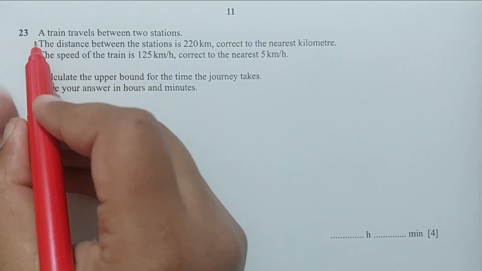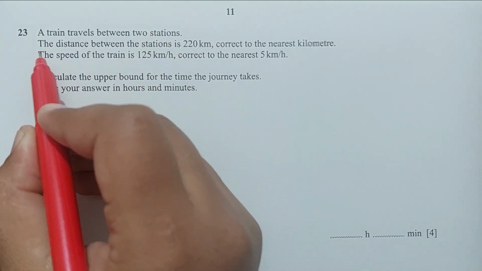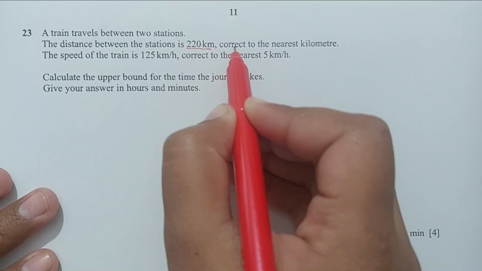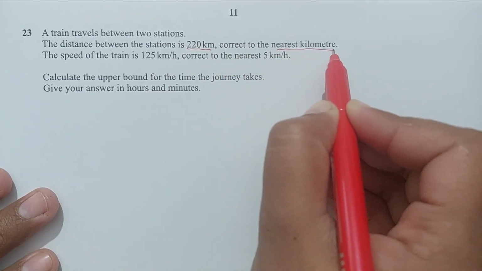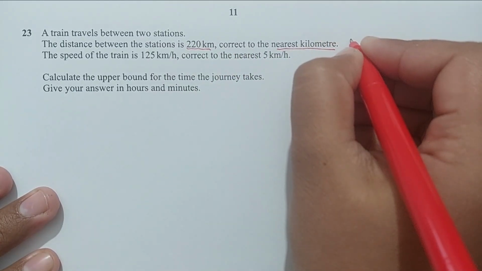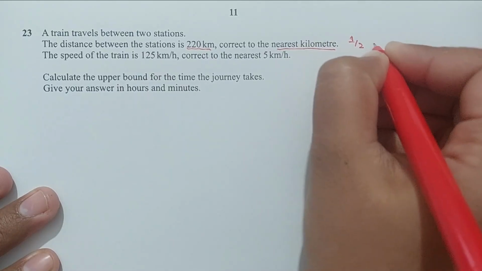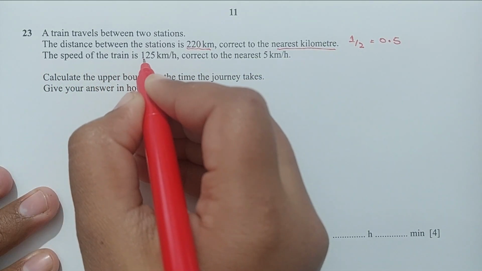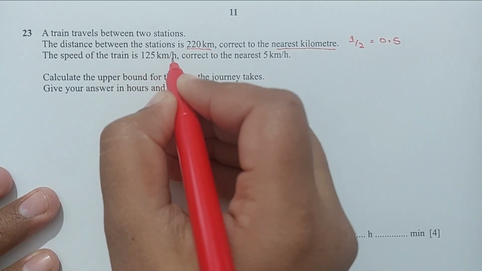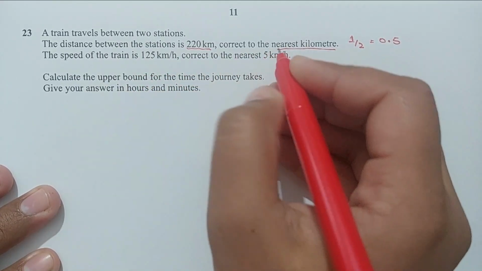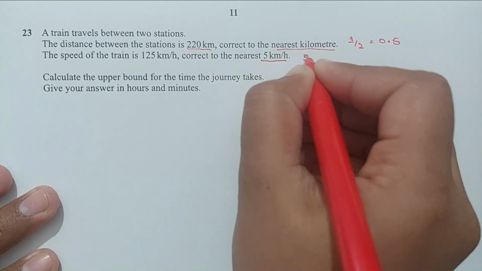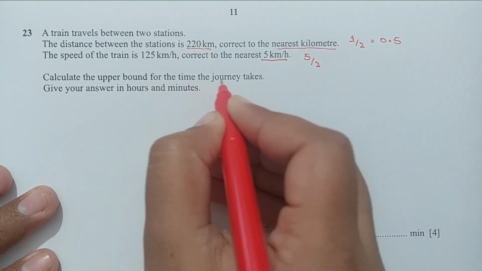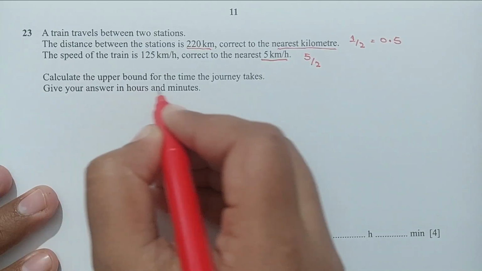Question number 23. A train travels between two stations. The distance between the stations is 220 kilometer, correct to the nearest kilometer. Right. This is 1 kilometer, 1 by 2, which is 0.5. The speed of the train is 125 kilometer per hour, correct to the nearest 5 kilometer per hour. This is 5 by 2. Right. Calculate the upper bound for the time the journey takes. Give your answer in hours and minutes.